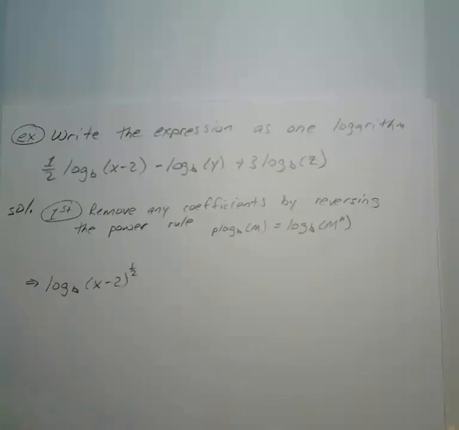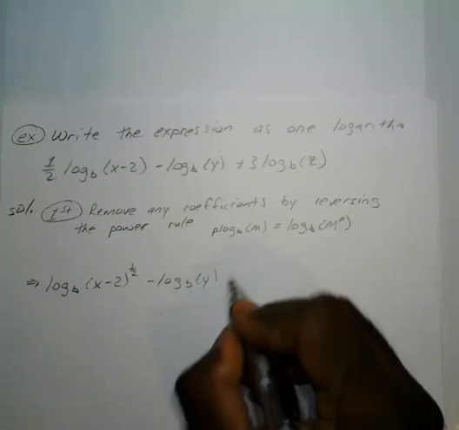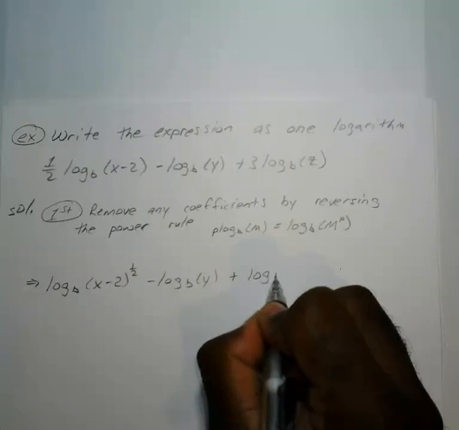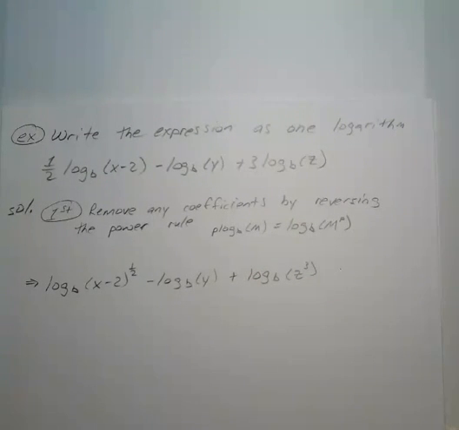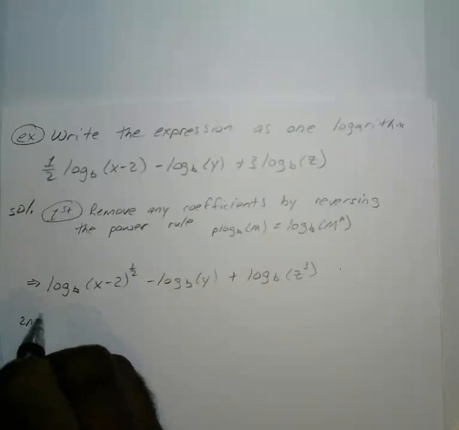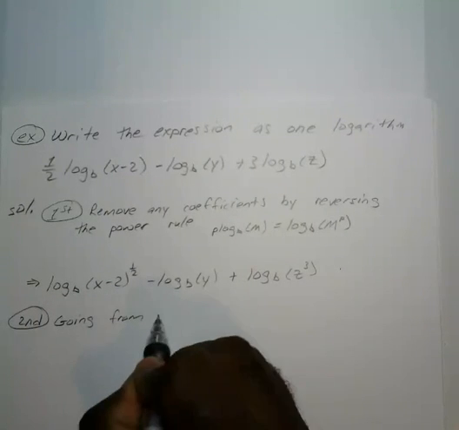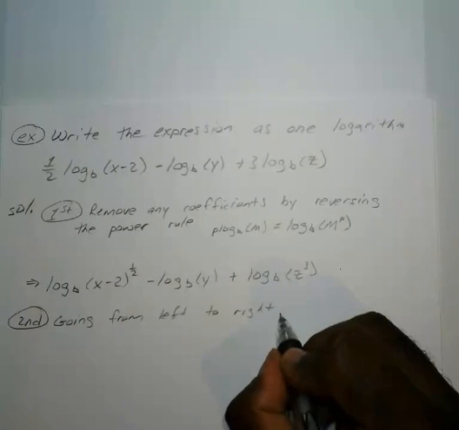Okay, just as easy as that. Minus log base b of y plus, instead of 3 times log base b of z, we have log base b of z to the 3rd power. Okay, so we're just taking what we know, we're kind of reversing it a little bit. Okay, now your second step, we're going from left to right. Look at the plus or minus signs.